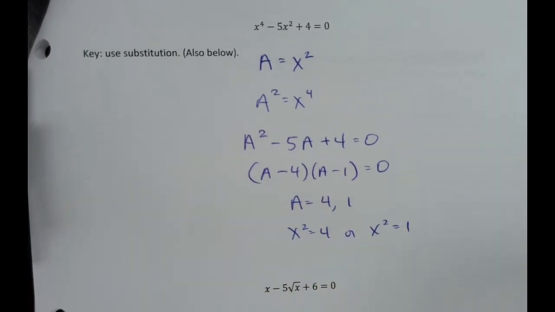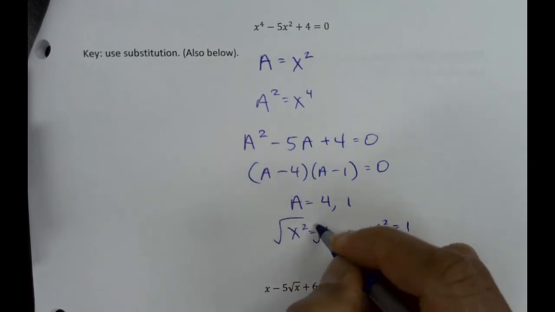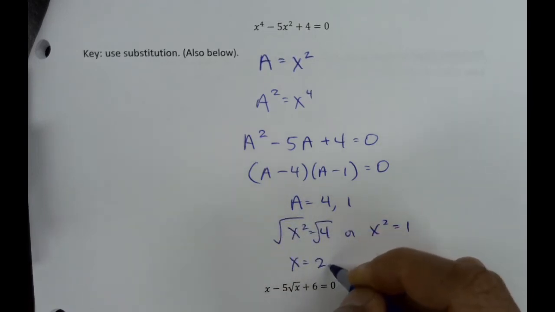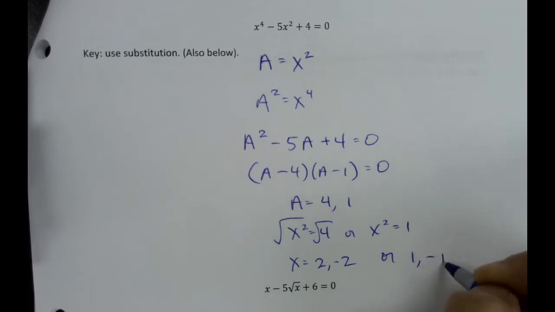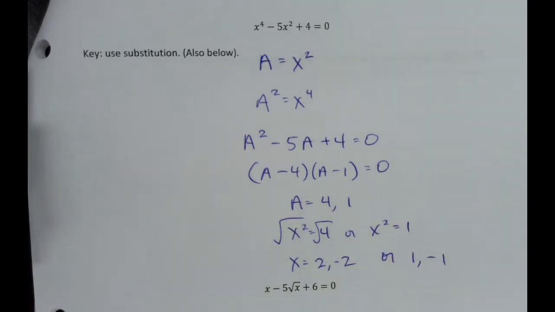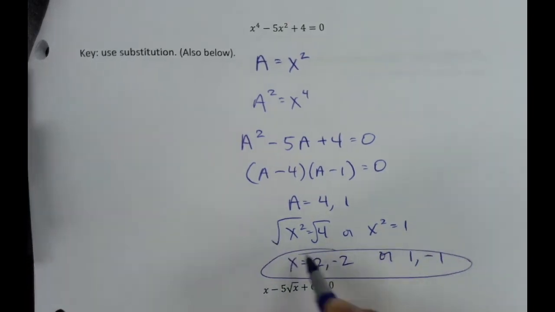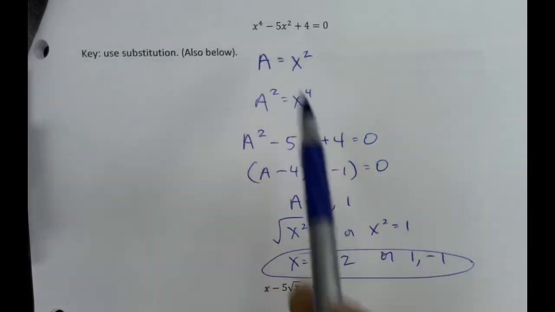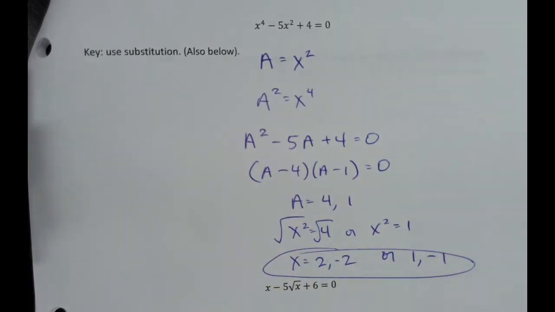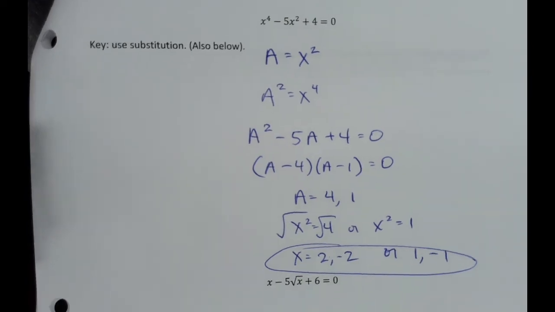Those are our possibilities, which means x is actually 2 or negative 2, or 1 or negative 1. And so we've got those 4 answers. As we'll learn later, we could have as many solutions as we have degrees for the equation. So 4 answers actually fits this equation.